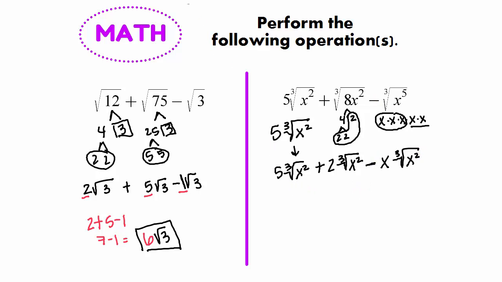And then from there, I take all my coefficients, so that's everything in front of the radical, and I add or subtract those. So I get 5 plus 2 minus x. 5 plus 2 is 7. 7 cannot be subtracted from x, so I just put a parenthesis around this. And then again, you treat this part like a variable, so it just attaches. So it's 7 minus x times root 3x squared. So this is my answer.